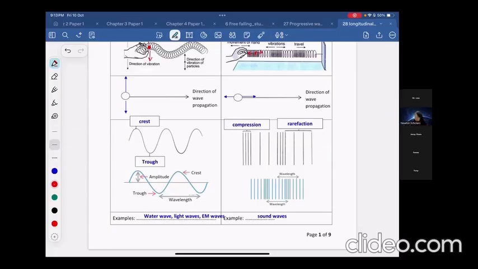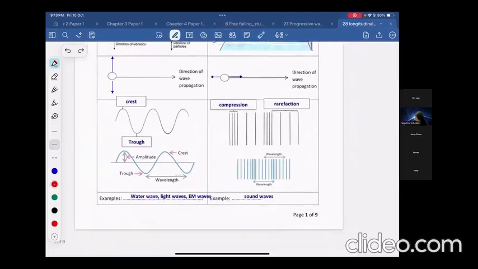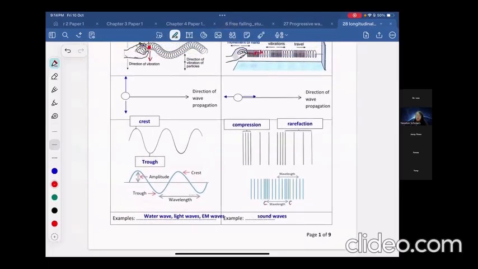For a longitudinal wave, we form 2 regions, compression and rarefaction. Compression to compression is one complete wave. Rarefaction to rarefaction is one complete wave. The example is sound wave. Okay, so this is just recalling your knowledge.